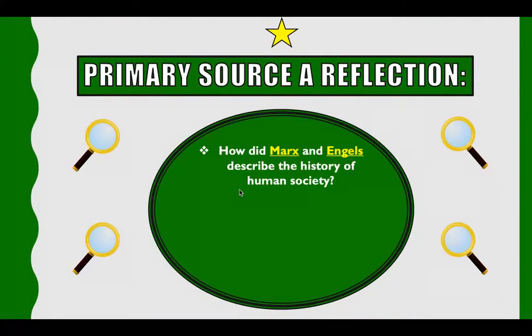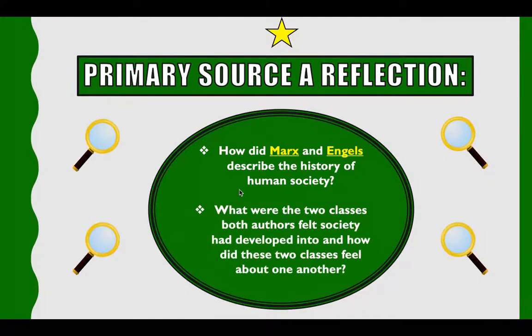Number one, how did Marx and Engels describe the history of human society? And number two, what were the two classes both authors felt society had developed into, and how did these classes feel about one another?